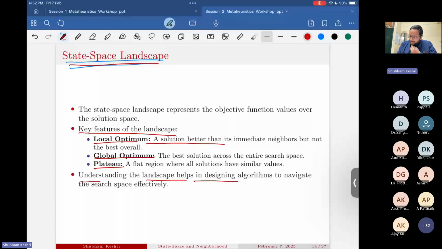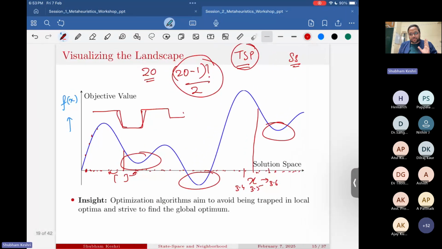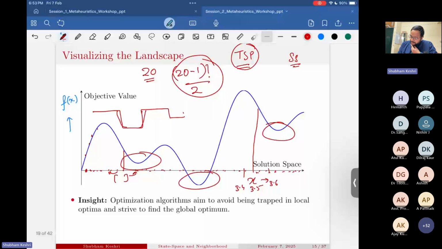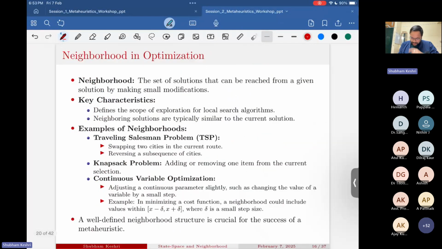Understanding the landscapes helps in designing algorithms to navigate the search space effectively. So we should have an idea about the landscape. It is a difficult task to do, by the way. An optimization algorithm aims to avoid being trapped in local optima and strives to find the global optima. Yeah, just generic comments.